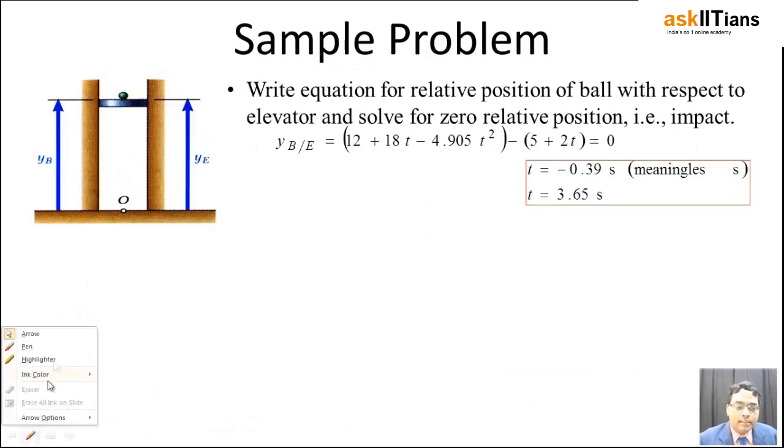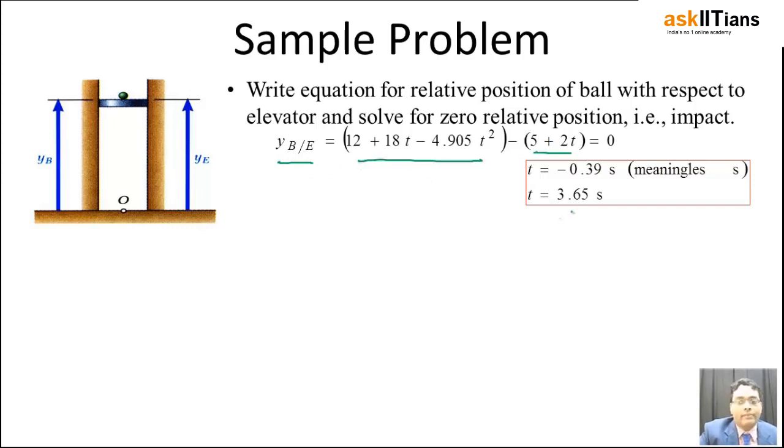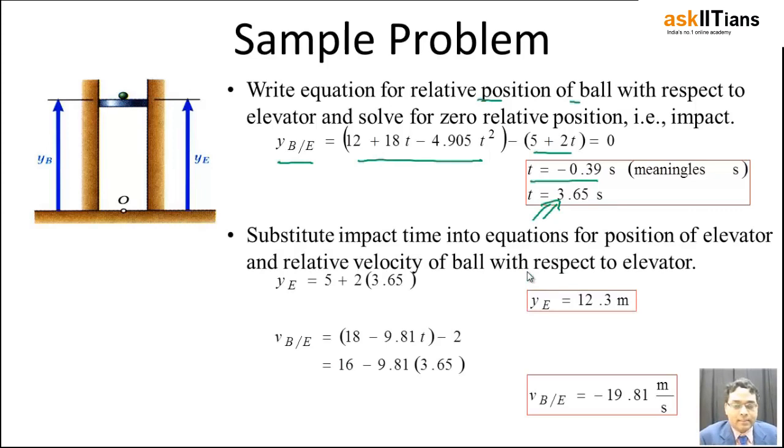Using this, if you solve it, you will get the difference between the velocity of the ball and the velocity of the elevator. This is how the ball is moving, and this is how the elevator is moving. Basically this is a quadratic equation, because you are required to find the relative position of the ball with respect to the elevator. If the ball comes down to the elevator, you need to find after what time the ball is going to come down. Obviously minus 0.39 seconds does not make sense, because time cannot be negative, as discussed before. So the time will be equal to 3.65 seconds.